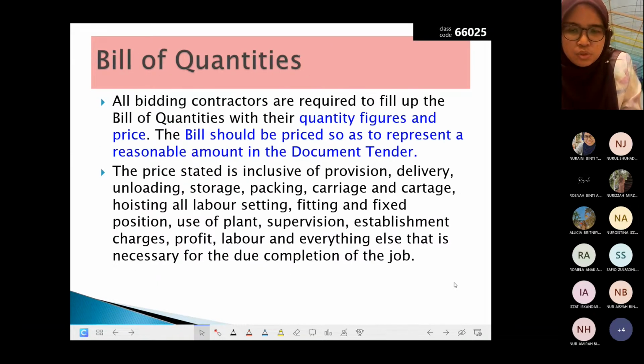So then we have BQ, quantity figure and price. The bill should be priced so as to represent a reasonable amount in the document tender. Okay, so BQ dia lebih details. Setiap kerja yang kita nak buat kita akan tulis dalam BQ. Setiap benda yang kita buat tu ada harga dia. Even though material delivery kat site pun akan ada harga lah berapa.